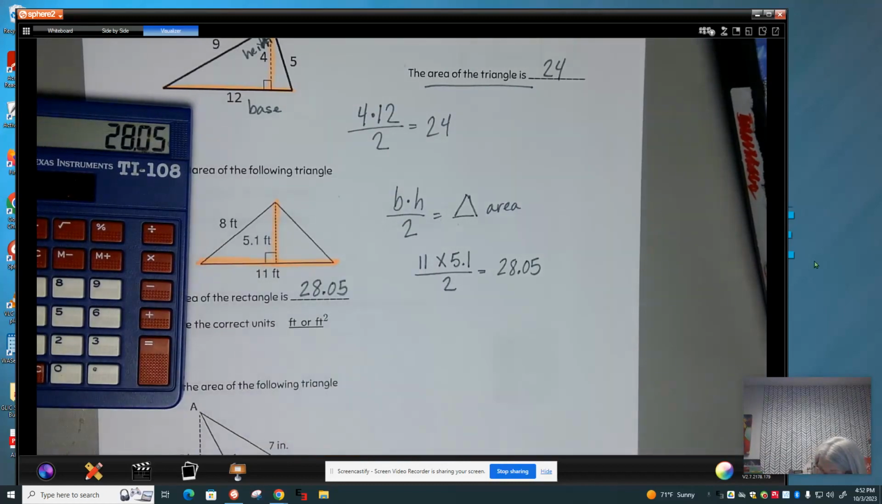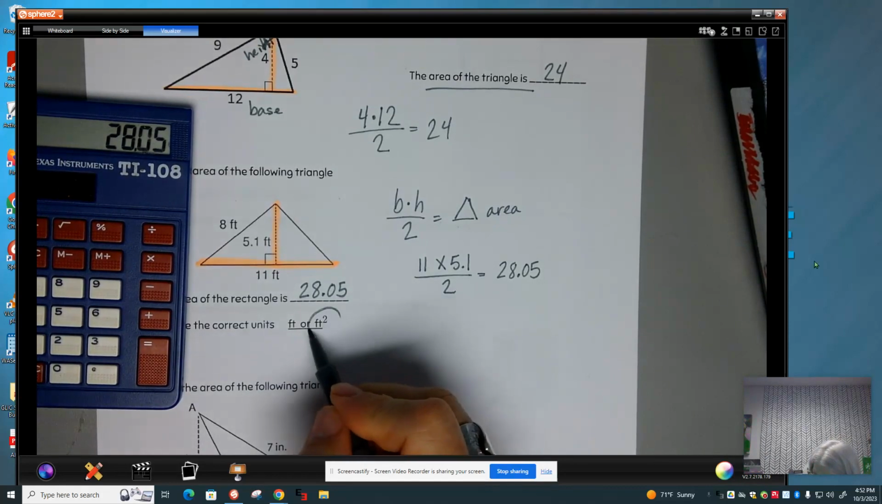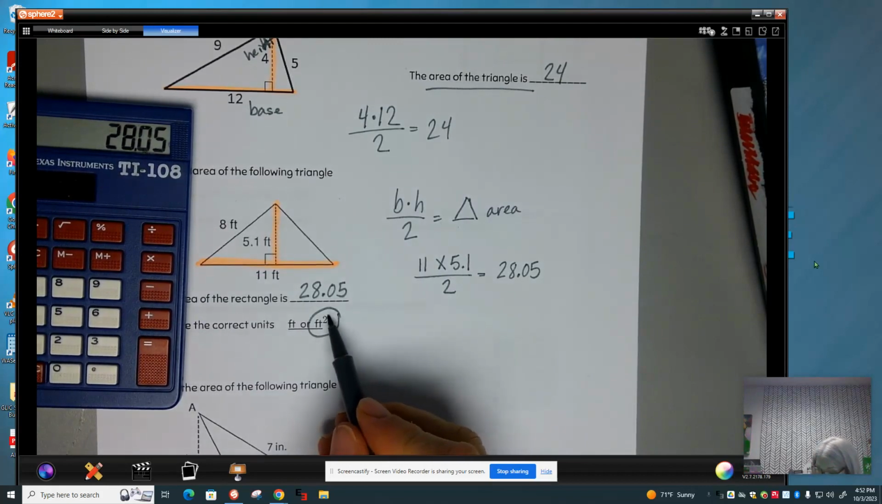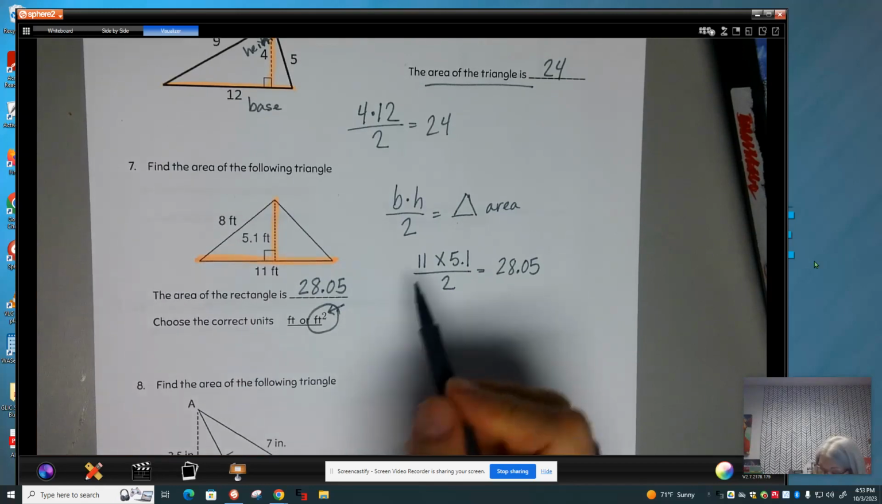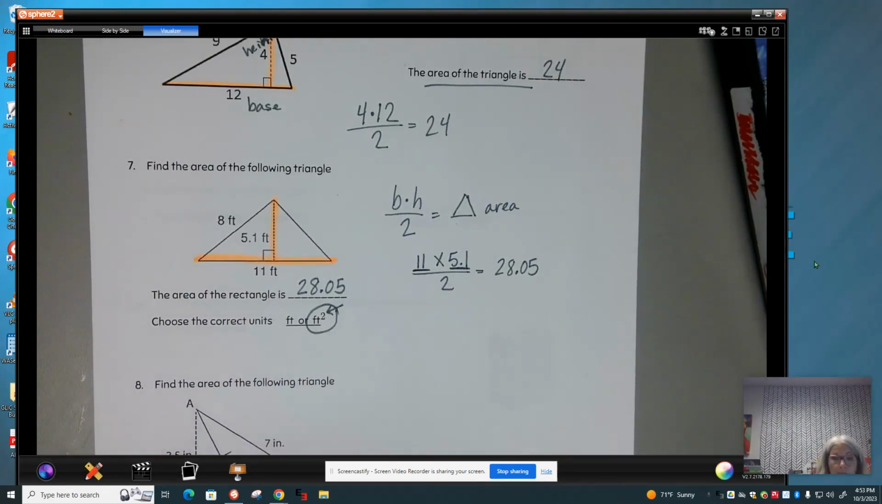28.05. Now, are the units regular feet or is it square feet? Well, remember, area is finding the amount of squares that cover a shape. So our feet are going to be square feet, which is represented by that little 2. Meaning we have 2 numbers to be multiplied together. That's one way to remember it.